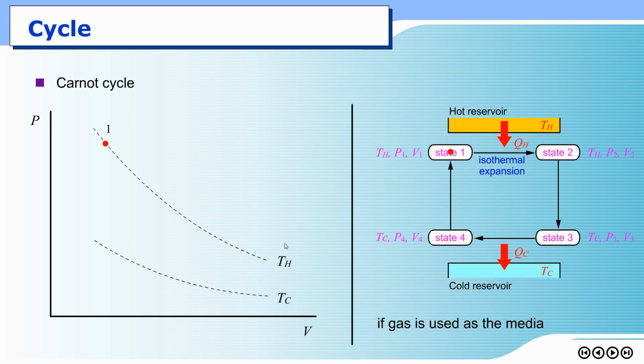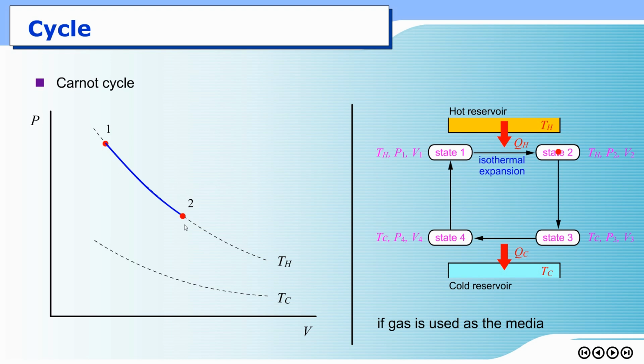The word isothermal means constant temperature. So that means the change from state 1 to state 2 must go along this isotherm TH. The word expansion means the volume of the gas is supposed to get higher. So this point is supposed to go to the right-hand side of this graph. So I change from state 1 to state 2. That means the state in the PV diagram goes down along the TH isotherm to state 2 like this.